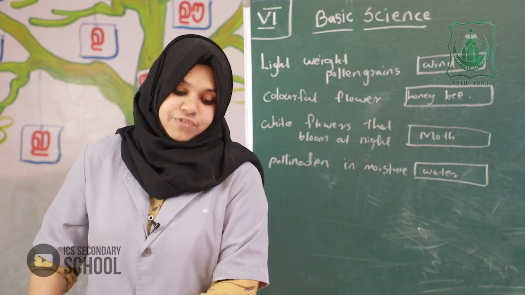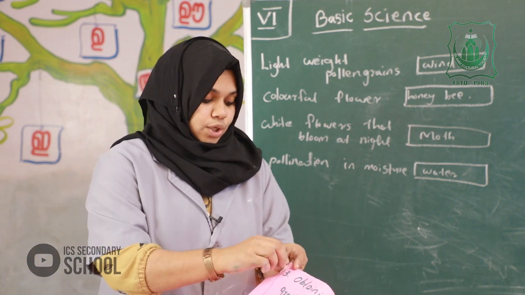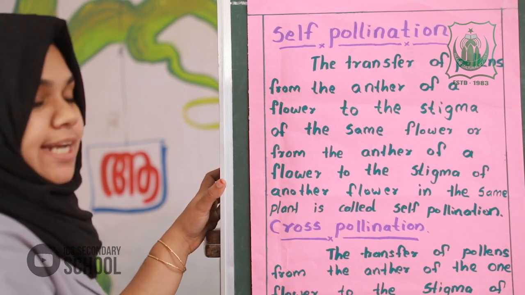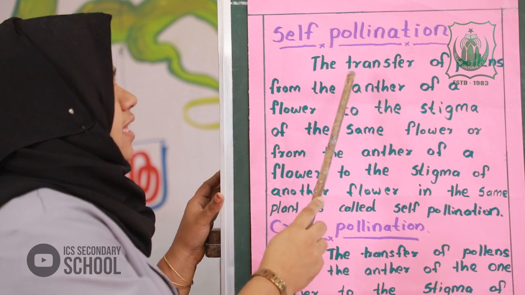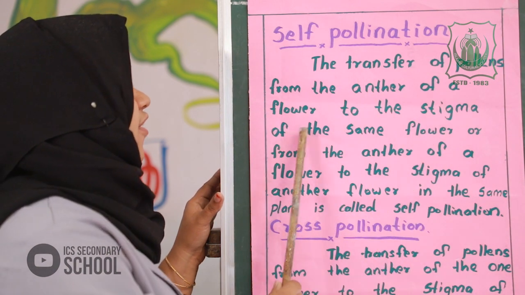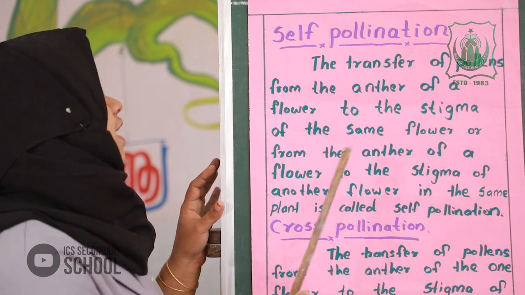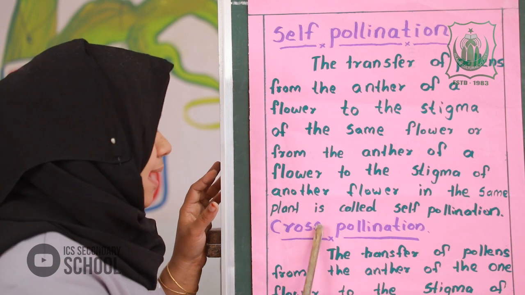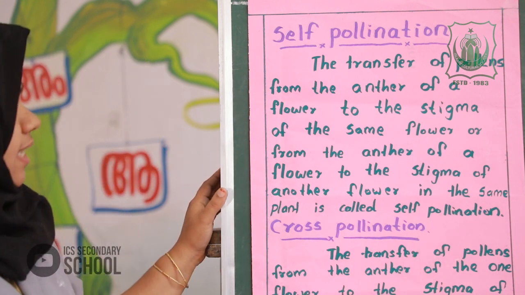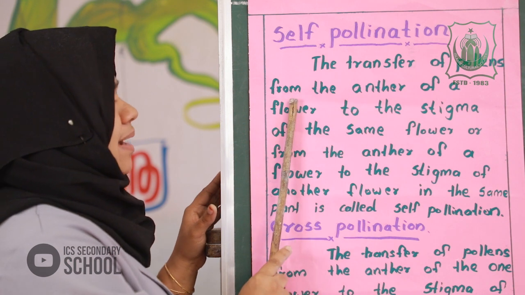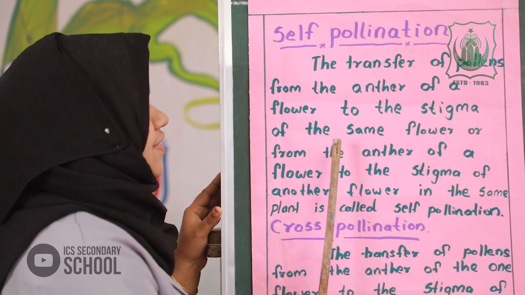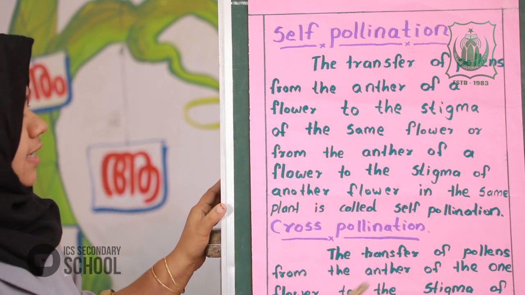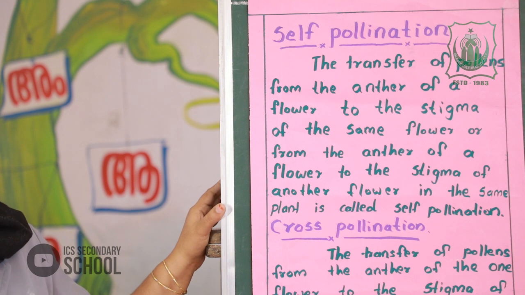What is the definition of self-pollination and cross-pollination? Self-pollination: the transfer of pollens from the anther of a flower to the stigma of the same flower, or from the anther of a flower to the stigma of another flower in the same plant, is called self-pollination.